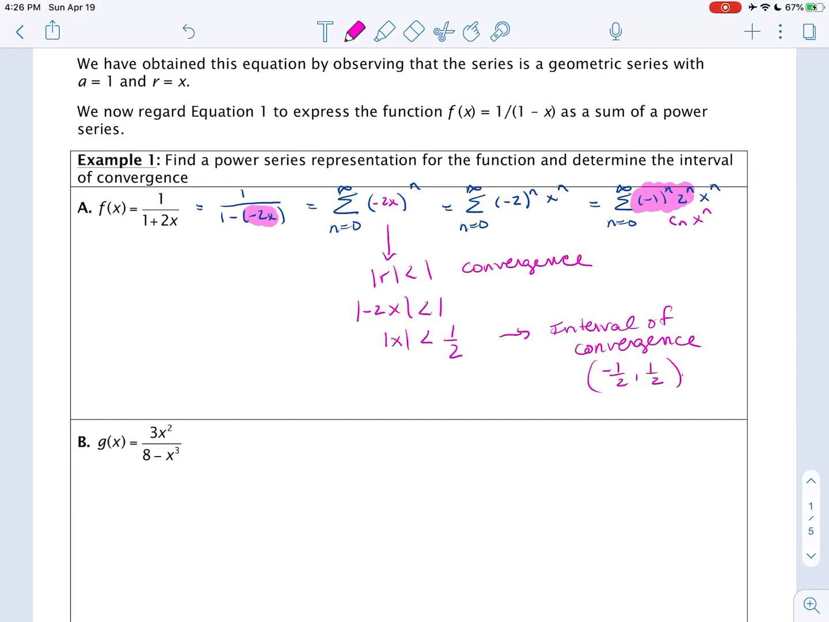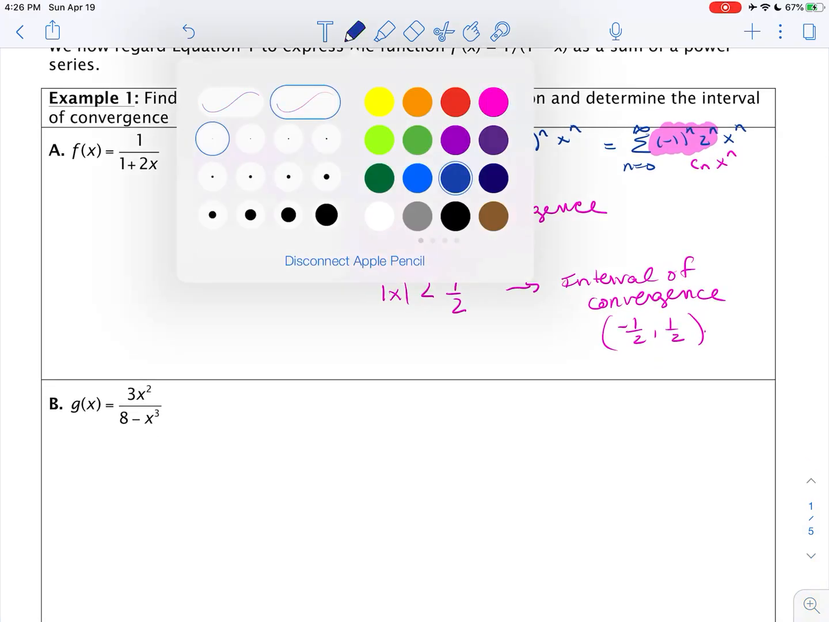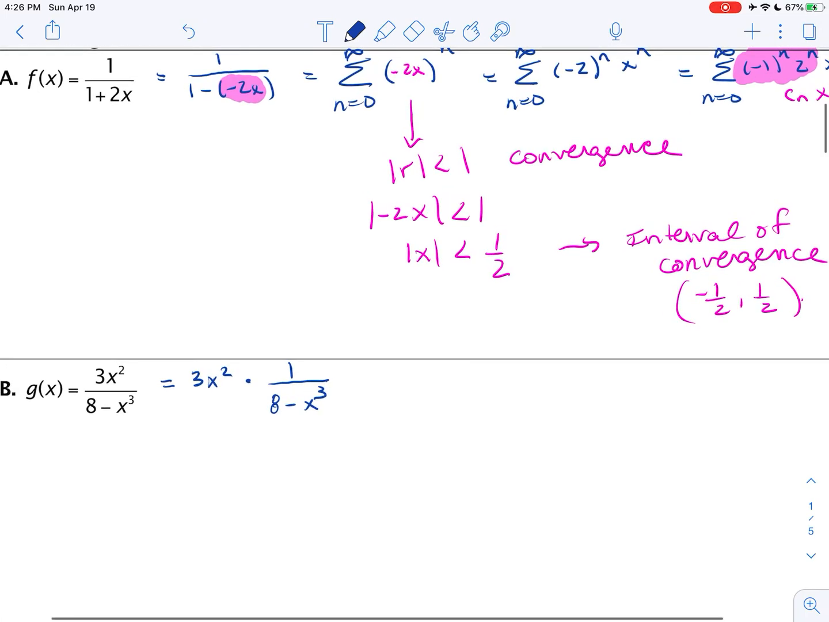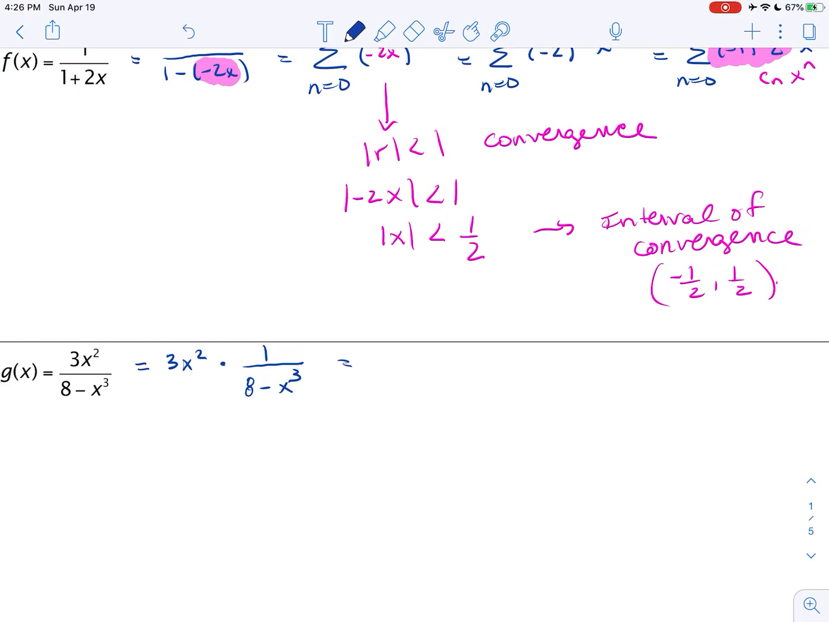All right, so let's play with this one. More algebra is in order, and I'm first going to split up my numerator and denominator into a product of expressions. So that's going to equal 3x squared times 1 over 8 minus x cubed. I want 1 over 1 minus an expression in x. I don't want 1 over 8 minus something. So now I'm going to manipulate a little bit more by factoring out that 8. So this is going to equal 3x squared over 8 times 1 minus x cubed divided by 8.